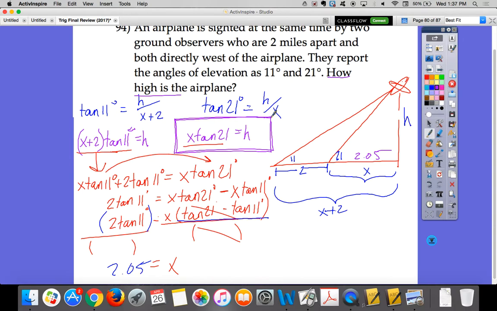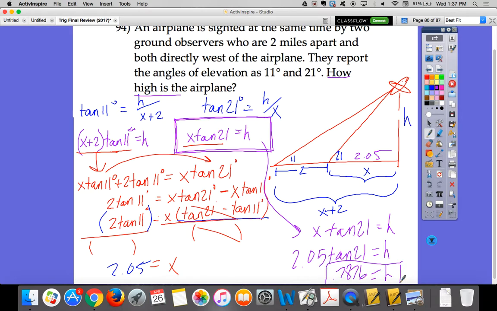Because what you need to do is take what you just found, put your 2.05, and multiply it times tangent of 21, and you will have exactly how high your airplane is. So keep the decimals rolling, hit times tangent 21, and I've got 0.7876. Not sure exactly where they want me to round that to, but you'll know on a multiple choice test which one to pick. Just keep all the decimals rolling so you don't have to guess at it at the end.